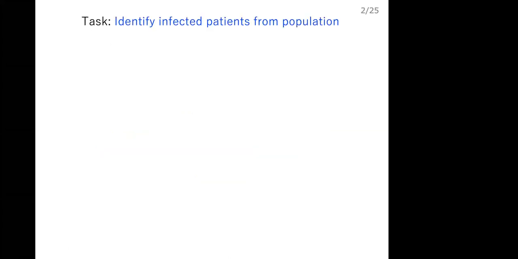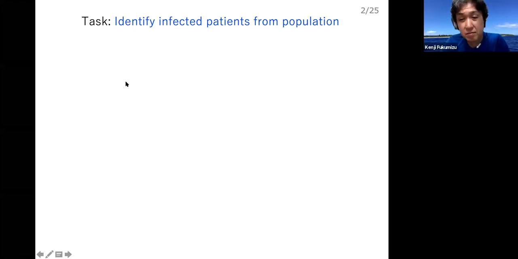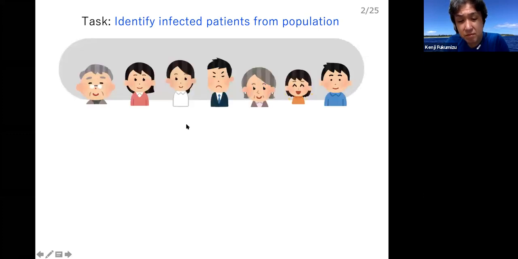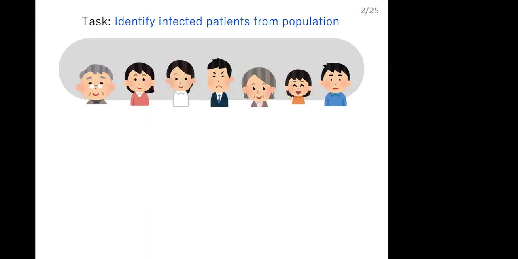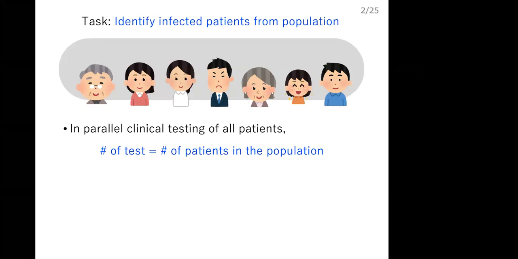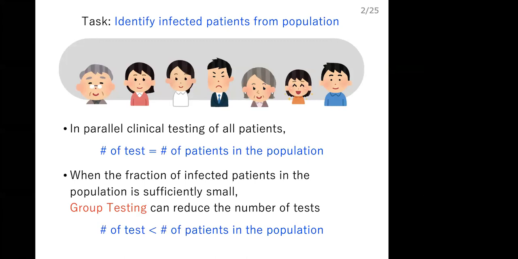Let's consider a clinical test where we would like to identify infected patients in the population. The simplest method is the parallel test, in which all patients are tested individually. In this case, the number of tests is the same as that of patients. However, when the fraction of infected patients in the population is sufficiently small, it is known that group testing can reduce the number of tests to be smaller than the number of patients in the population.